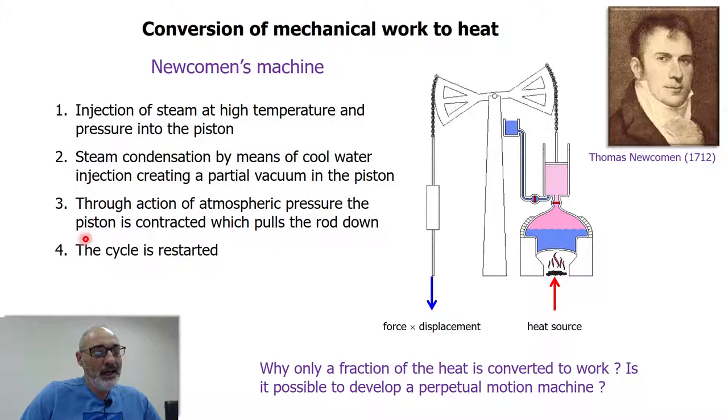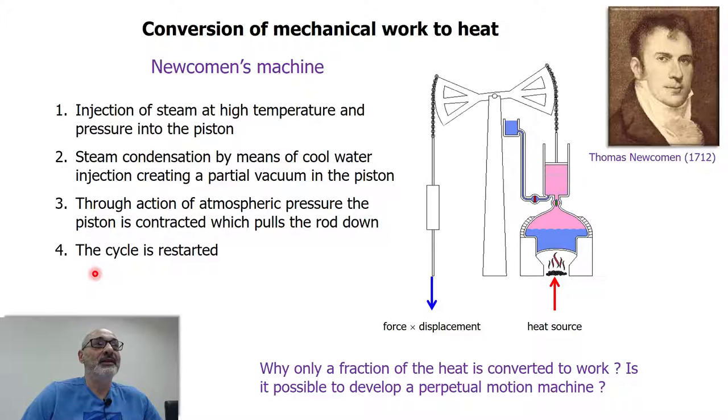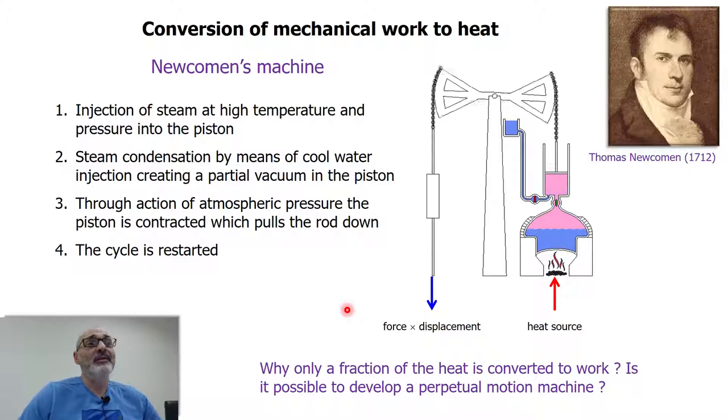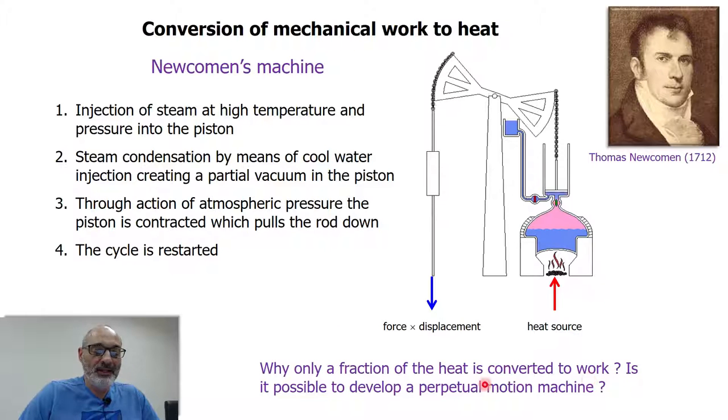And step three, I already explained, through the action of atmospheric pressure, the piston is contracted, which pulls the rod down. And step four, the cycle is restarted. The problem at the time was that only a fraction of the heat is converted to work. Is it possible to develop a perpetual motion machine?